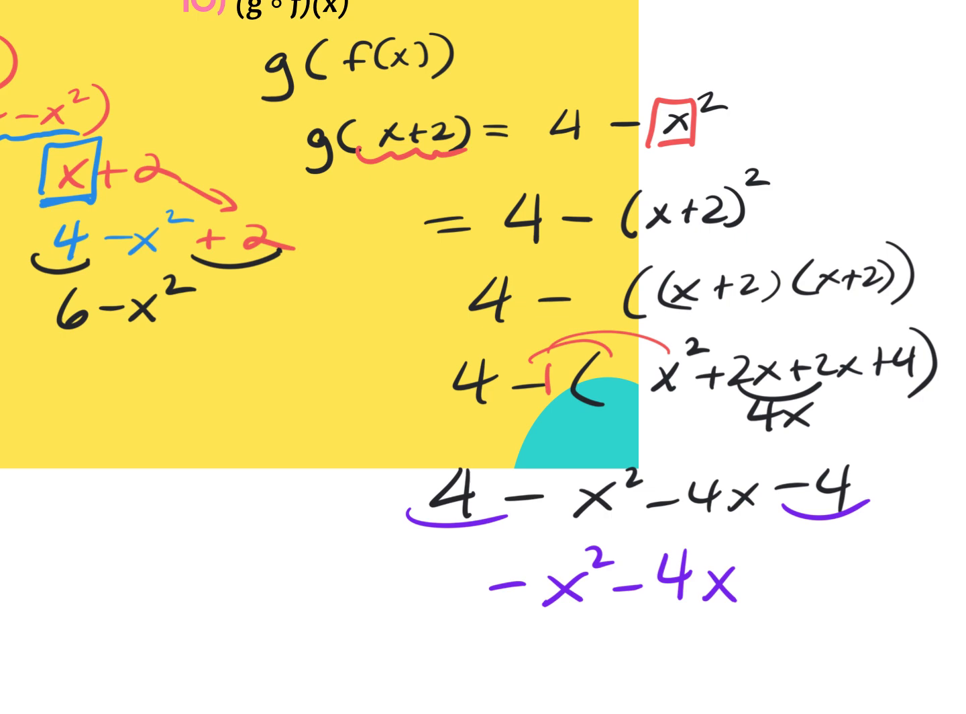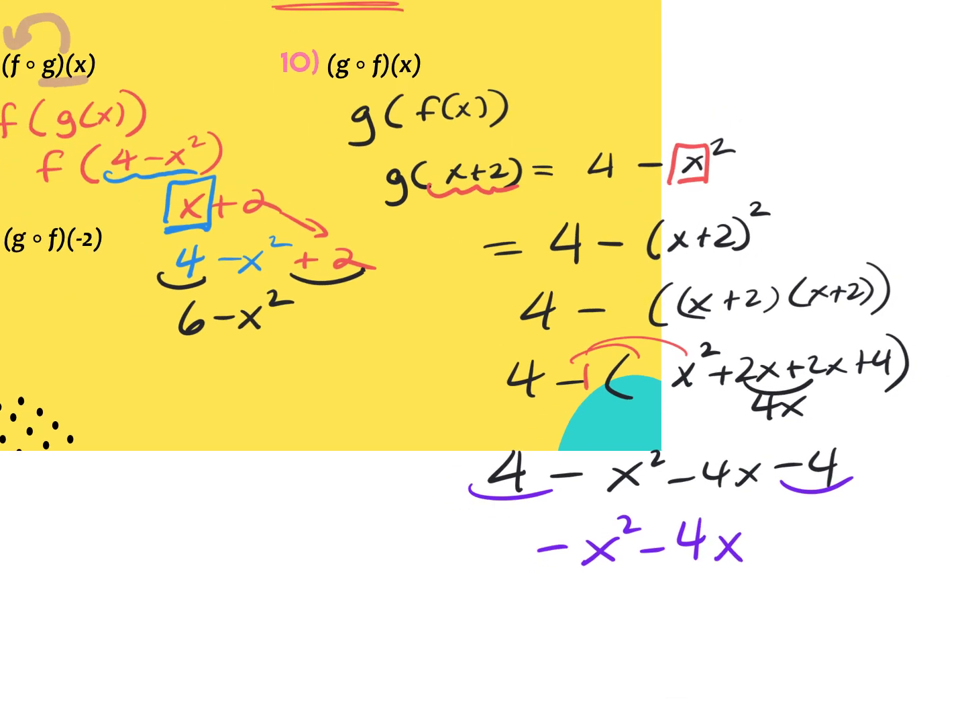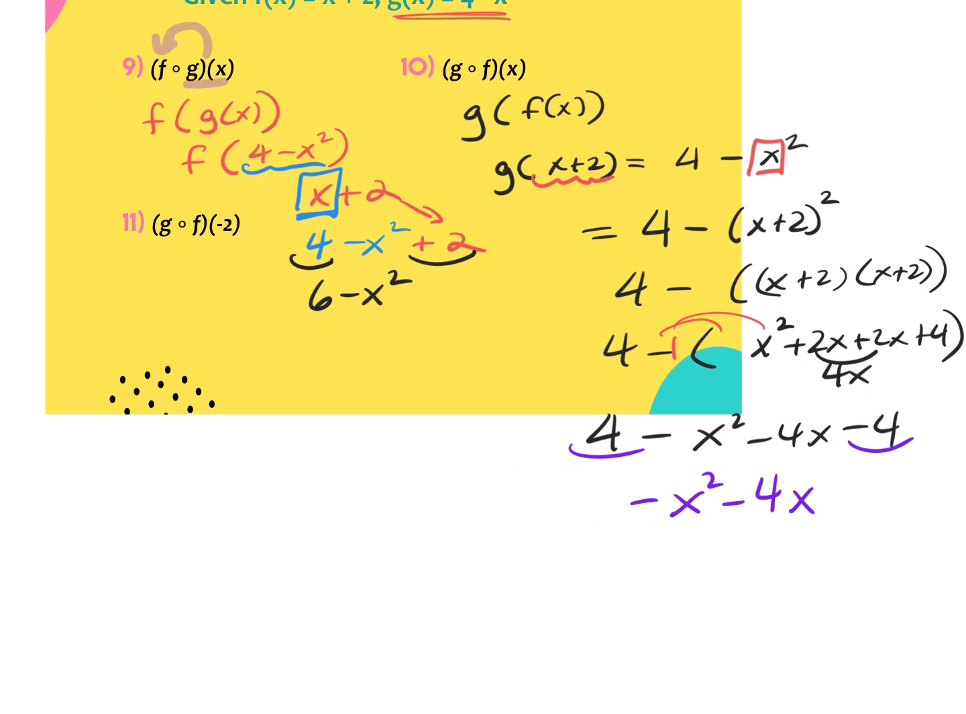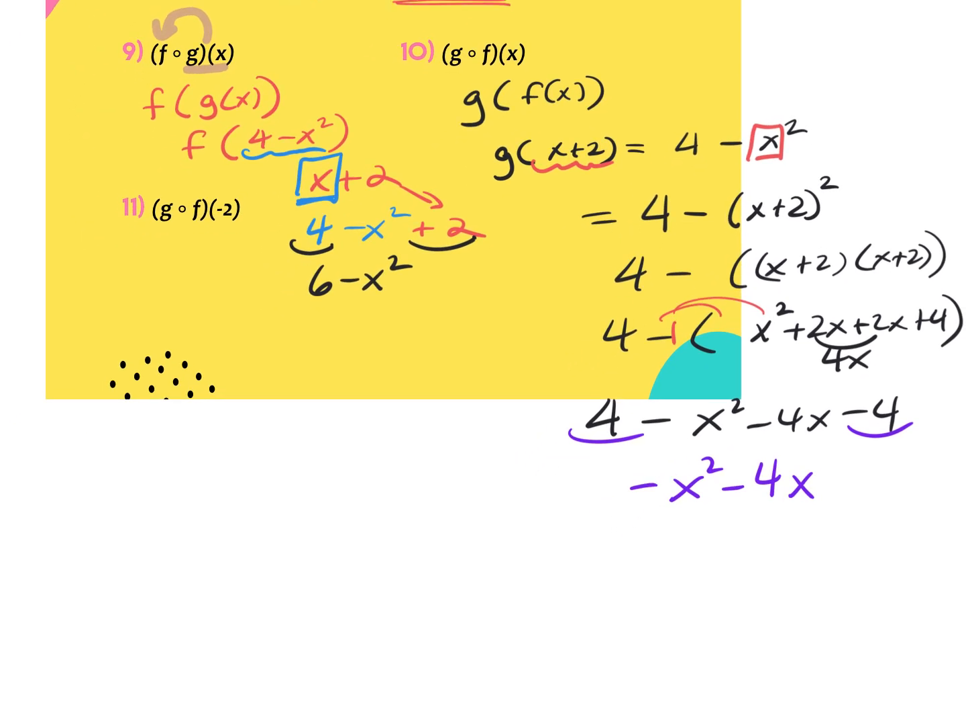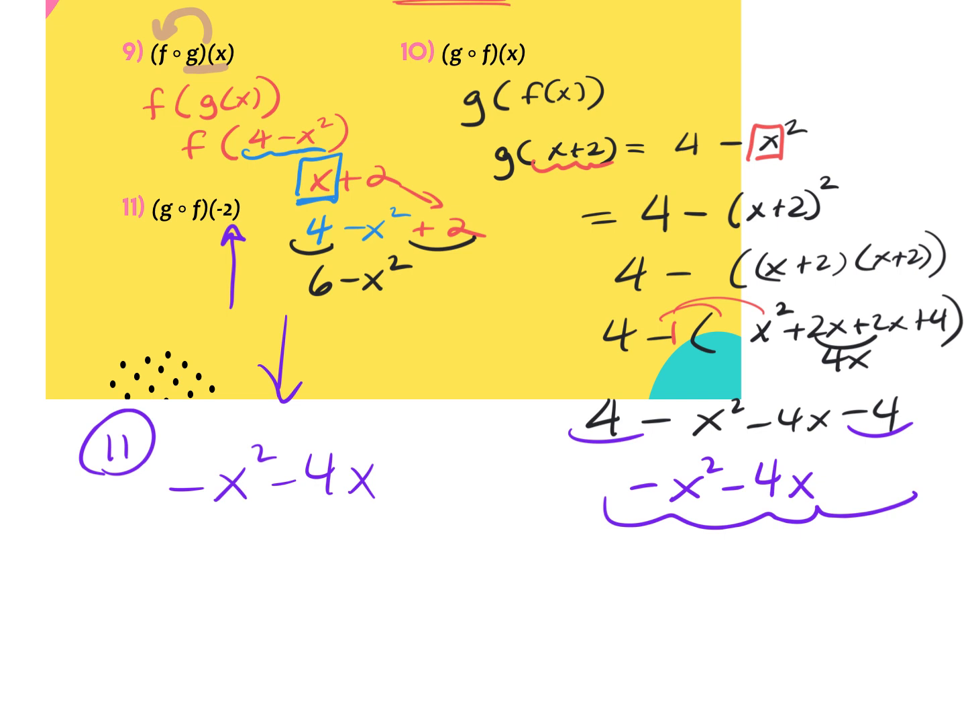Next one, number 11, they want me to take this newly composed function, and now they want me to replace my x values with a -2. So I'm just going to take the answer I just got here, the negative x squared minus 4x, and I'm going to replace every x with a negative 2. So place negative 2 here, and then a negative 2 here.